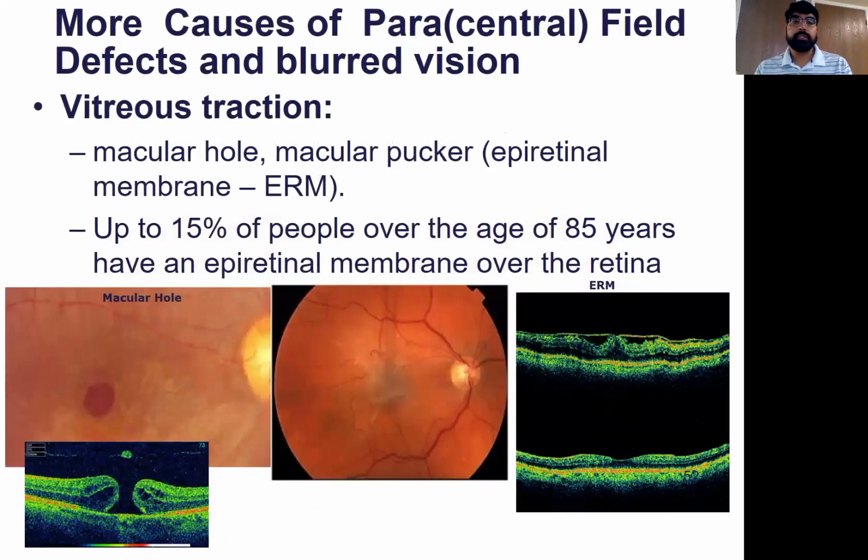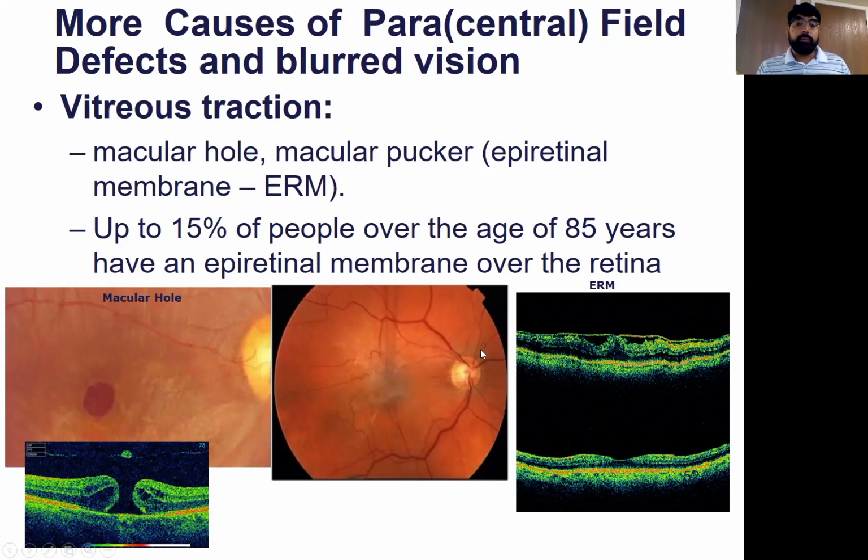Other causes of paracentral defects and blurred vision include vitreous traction or vitreomacular traction, where you have pulling on the retina. This pulling can cause a little hole to form, as in this lower left-hand picture on the OCT, which is a scan that shows the center thickness of the retina. So it's a macular hole picture on the top, and at the bottom you can see a macular hole on OCT scan. These are different patients, but you can get the idea that there's a hole here in the center, and that has to be surgically repaired.